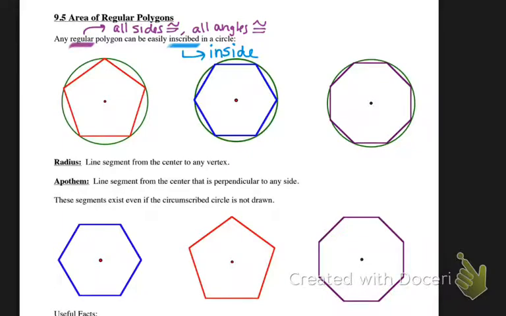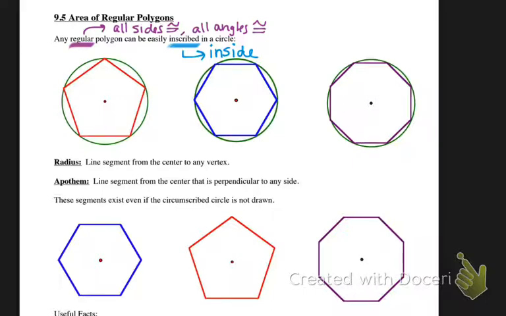This is our notes for 9.5, area of regular polygons. And we need to review two vocab words. The first is regular. Regular means that all sides are congruent and all angles are congruent. And polygon is a multi-sided shape. And then inscribed means it's inside. So these regular polygons are inside circles, as you can see.